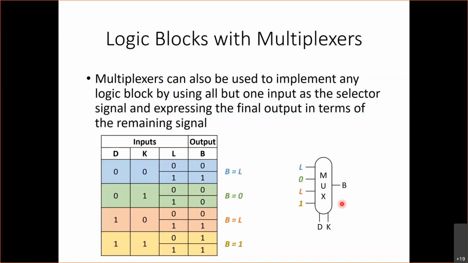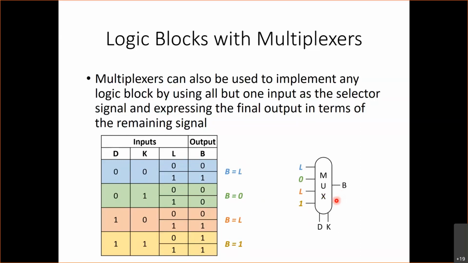It's not necessarily the most efficient way to implement this circuit. However, if it happens to be the case that you go to the lab and all you have in the lab is a multiplexer and maybe some inverters, because it could be the case that one of these is not available, then what you can do is use these to implement the circuit that you want, rather than having to go and get something else.